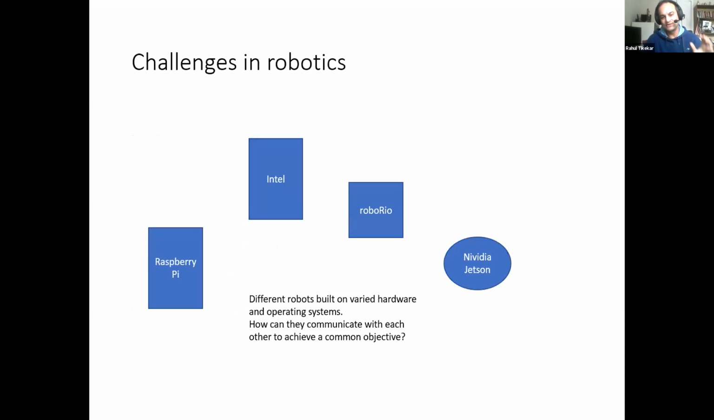So we have a certain challenge in robotics, and Vijay was talking about this. Let's say you've got multiple robots designed by different people in a room. One might have a Raspberry Pi, one might have an Intel-based computer, one might have a RoboRio, another might have an NVIDIA Jetson. These are all different robots with different operating systems and different hardware. How do you manage them all together? How can you communicate with them and make them achieve a common objective?